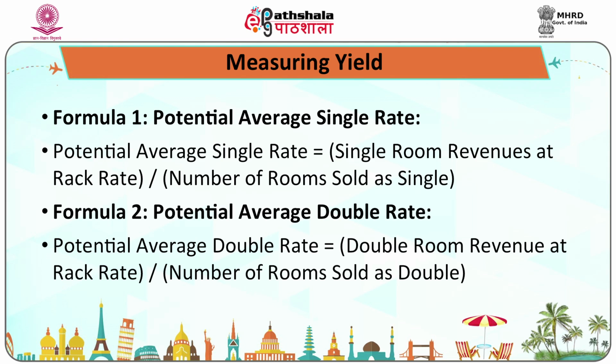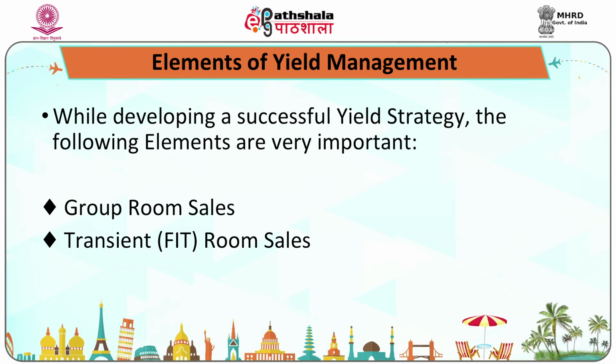Formula 1, potential average single rate. So potential average single rate is equal to single room revenues at rack rate divided by number of rooms sold as single. Potential average double rate. So potential average double rate is equal to double room revenue at rack rate divided by number of rooms sold as double. Now, elements of yield management.